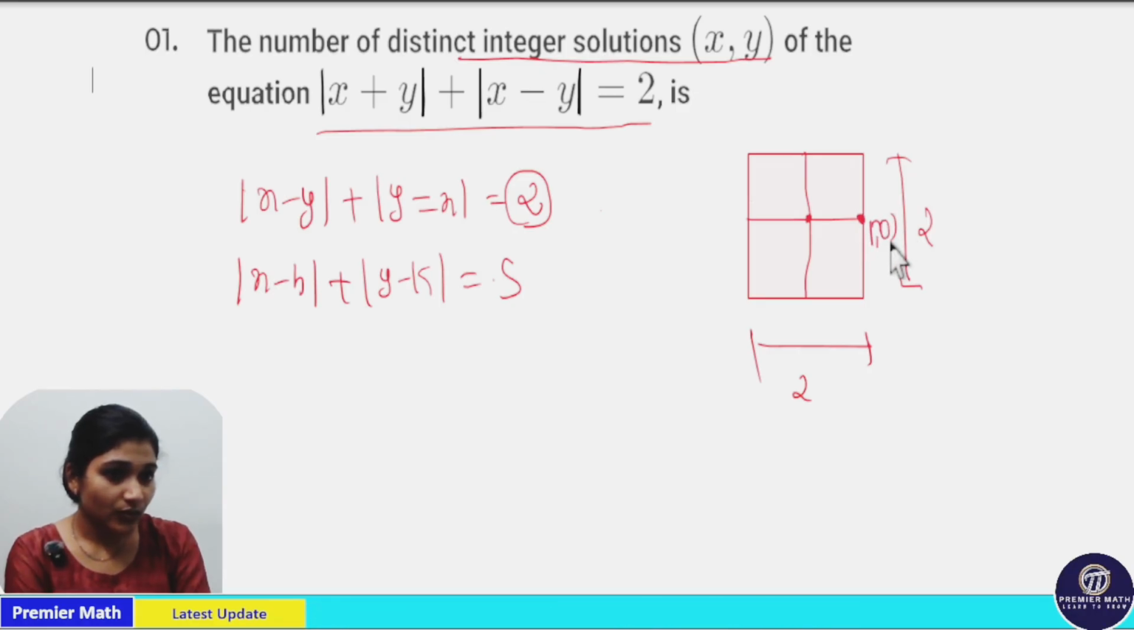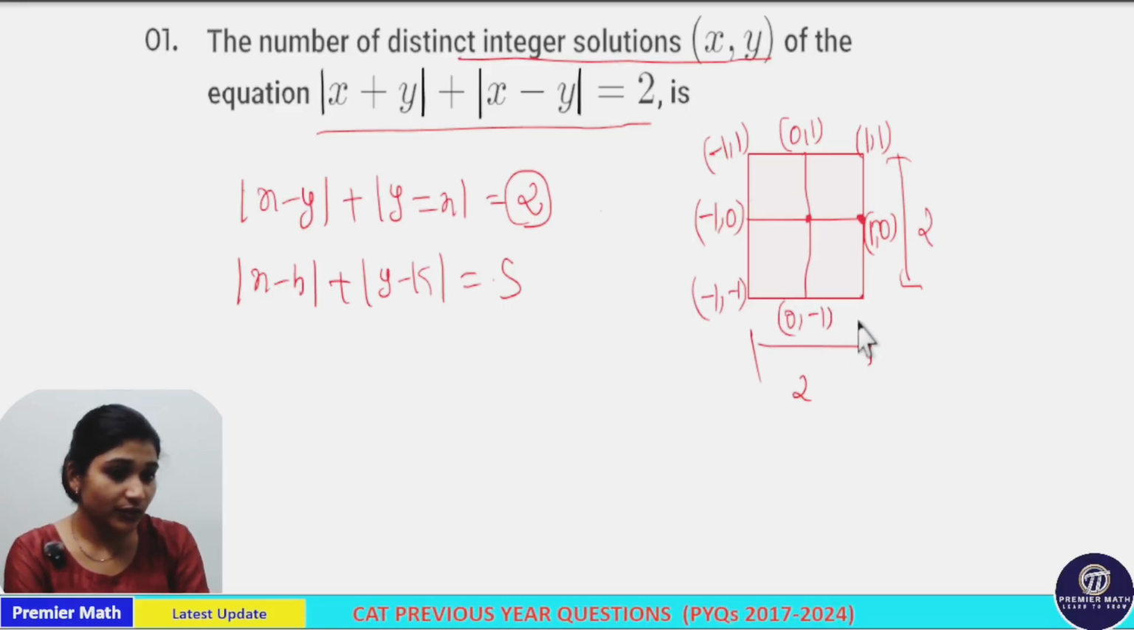Side is equal to 2, which means this can be (1, 0), and here this can be (1, 1). This coordinate can be (0, 1), and here this coordinate can be (-1, 1), and here this can be (-1, 0). Here this is equal to (-1, -1). This one equal to (0, -1). This is equal to (1, -1). So total 8 coordinates.